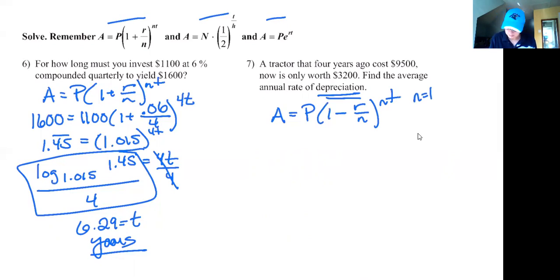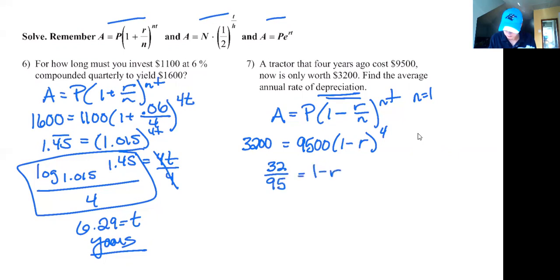So I'm starting out with something that's $9,500. So it's 1 minus r, and the n is 1, to the power of 4 years. I know what my time is. Oh, this is easy peasy. So it's now worth $3,200. Divide both sides by 9,500, and I have 32 over 95. I'm going to swing a little differently this time. I'm going to go with my fraction. Okay. All right, so now I'm ready to write this.